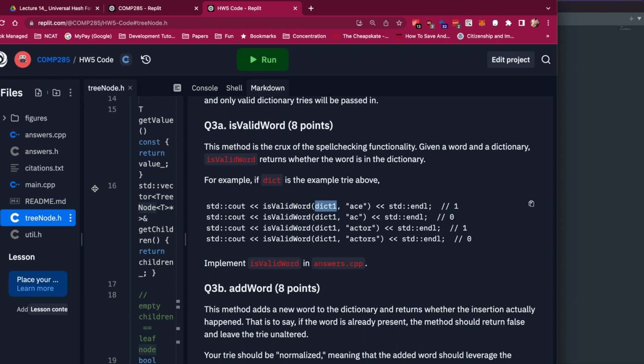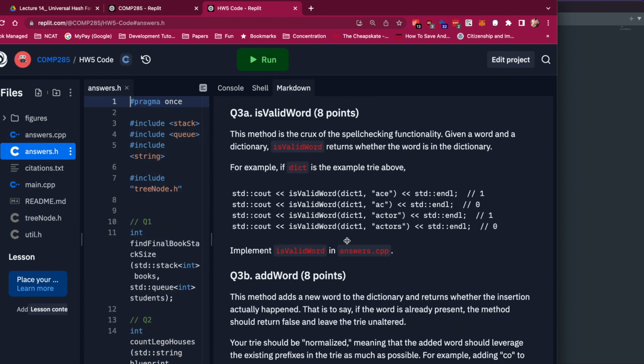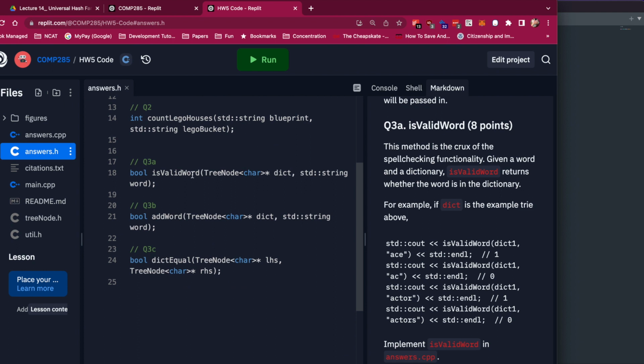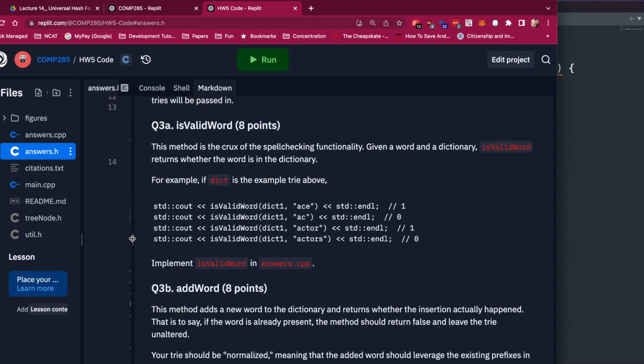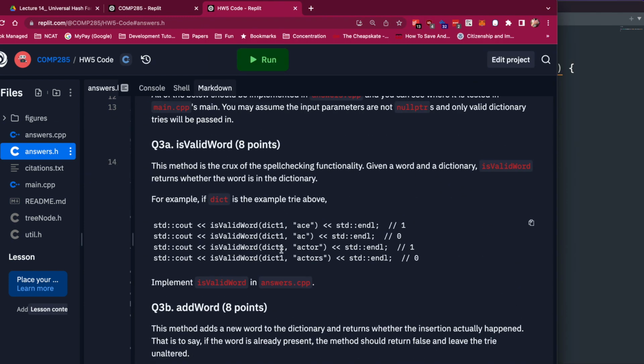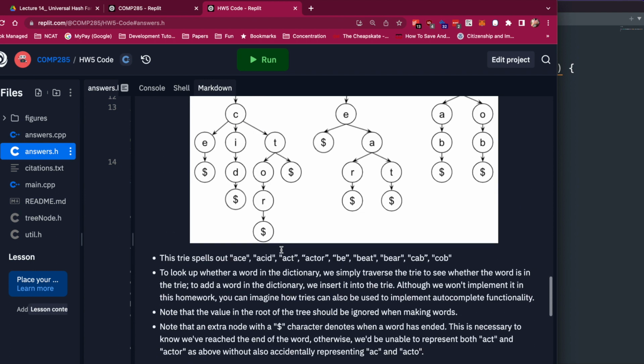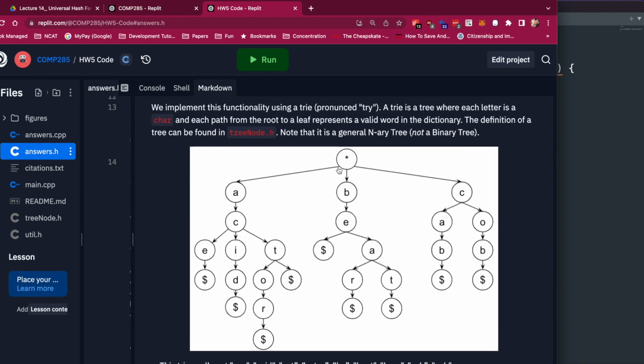It's going to take in a trie as our dictionary, and we can look at the signature here. So 3a is valid. It's going to take in a tree node of characters. This is how we would write it, and it's going to take in a string, which is going to be a word, and it wants to know, is this word inside this dictionary, right? That's essentially what we're trying to check: is the word inside the trie. I encourage you to pause the video and think about how you would check to see if the word ace, for example, is in this tree.